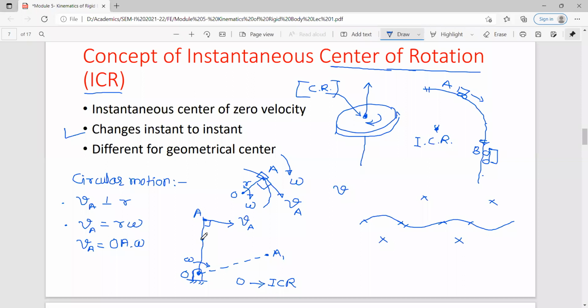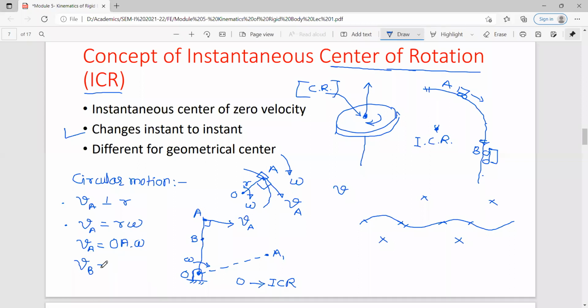Okay. Let us now consider another point. Suppose it is another point on link OA. Say this is the point B. You know that point B is also rotating on this link. It rotates along with the link. If I ask you what is the velocity of point B?